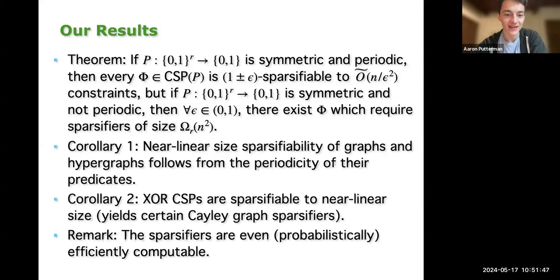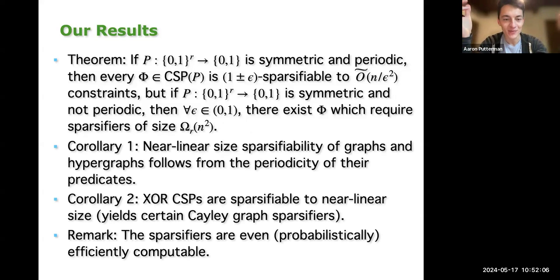So an immediate corollary of this is that it gives a nice lens to understand all this prior work on graph and hypergraph sparsification. Because at face value, it might have seemed a little arbitrary that these natural definitions of sparsification that we adopted all led to linear size sparsifications.